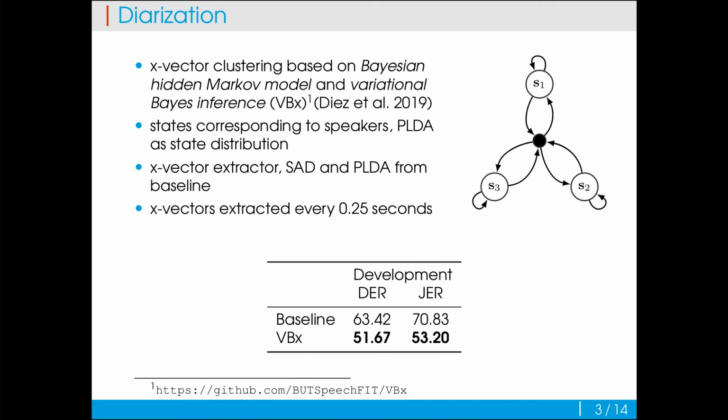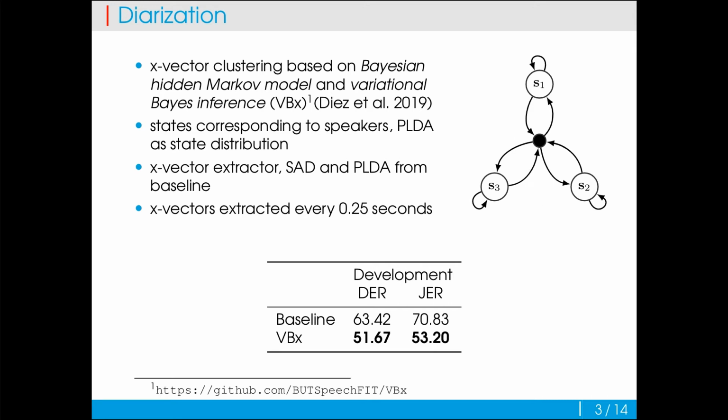Let's start with the diarization. For this part, we have used our diarization based on Bayesian hidden Markov models with variational Bayes inference. We use this model to cluster x-vectors, which is why we call it VBx. In this method, we model the speaker activity with a hidden Markov model with states corresponding to speakers. So the transitions between the states correspond to the speaker turns. This model does not consider speaker overlap.